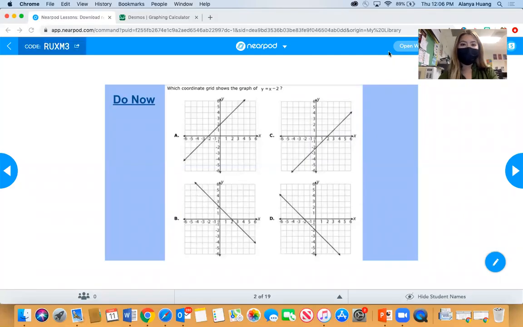Welcome to today's math lesson on mean absolute deviation. Our do now reads: which coordinate grid shows a graph of y = x - 2? So to start off, we have to identify what our slope is and what our y-intercept is.